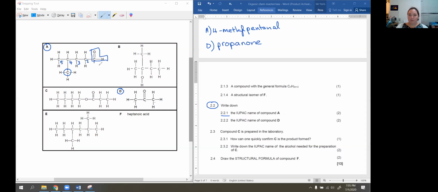There are five carbons in the longest chain. You could have made them those five, or you could have branched down. It doesn't matter. Either way, there's a methyl group on carbon four. So it is 4-methylpentanal. And then for D, it's a ketone. So it's got the ending "-one", and it's got three carbons. So it's propanone.